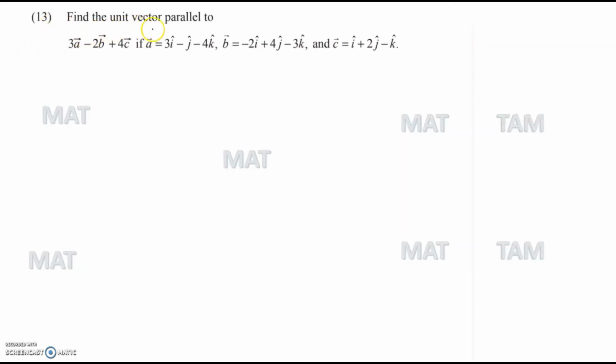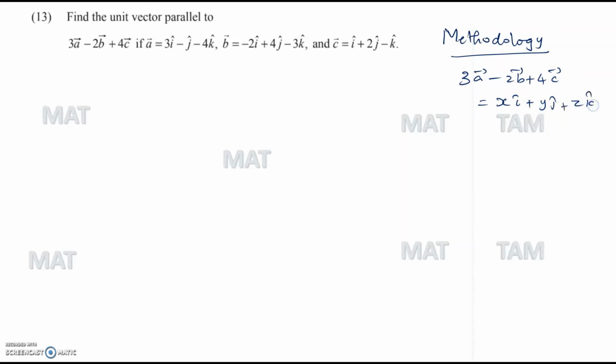Question number 13. Find the unit vector parallel to 3a vector minus 2b vector plus 4c vector, if vectors a, b and c are defined like this. So what's the methodology that we would follow? You are given 3a vector minus 2b vector plus 4c vector. Substituting the values of a, b and c into this, you would get a resultant vector. Let us assume it to be x i vector plus y j vector plus z k vector.